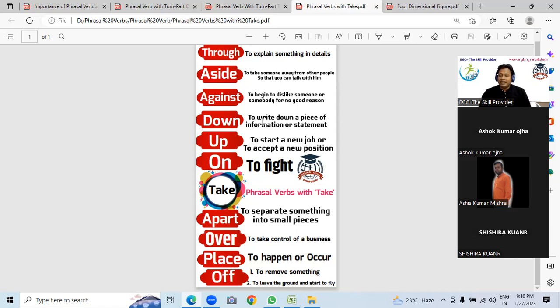Okay. And take up. Take up means to start a new job. I'm going to take up a new job. My brother is going to take up a new job in Infosys. My brother is going to take up a new job in the state electricity department. My father is going to take up a new job in railway. That means to start a new job. It is a completely new job for you.